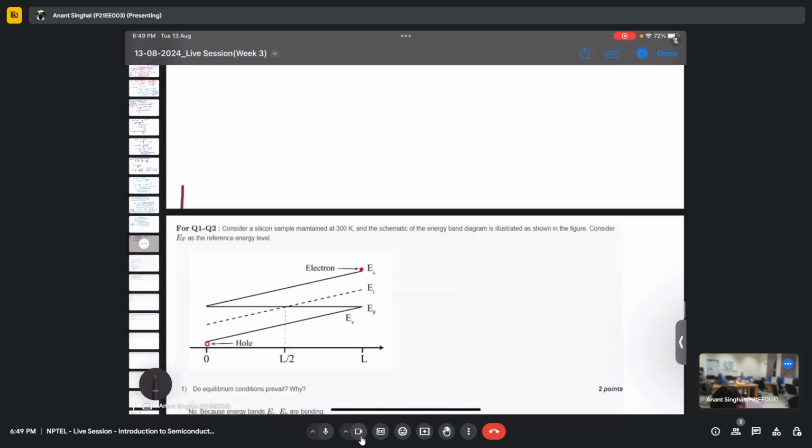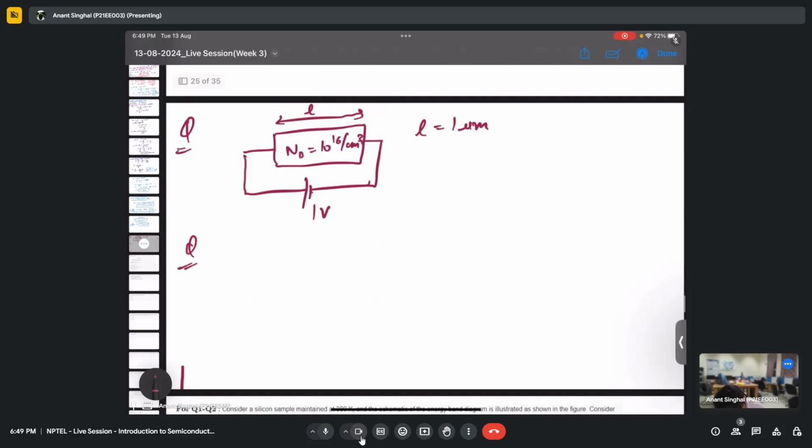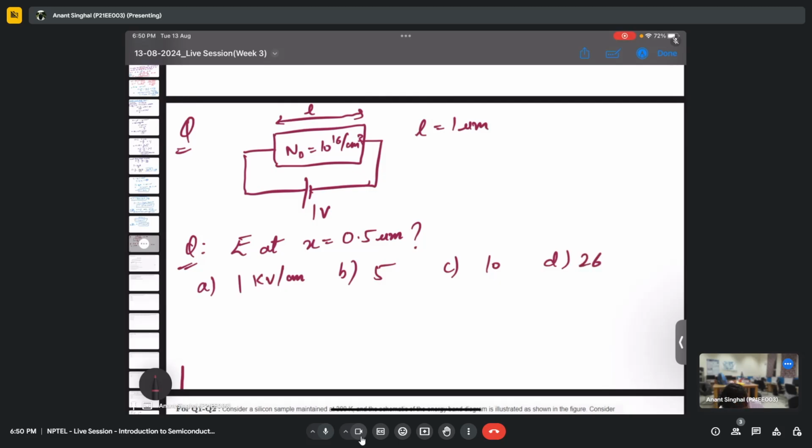So the first question that I'll frame is, you need to calculate the magnitude of electric field at x equals to 0.5 micrometer. So again, the options will be A is 1 kilovolt per centimeter, B is 5, C is 10, and D is 26. And the second question for this particular part is, you need to calculate the magnitude of electron drift current density, that is nothing but J at x equals to 0.5 micrometer. So I'm writing the options.